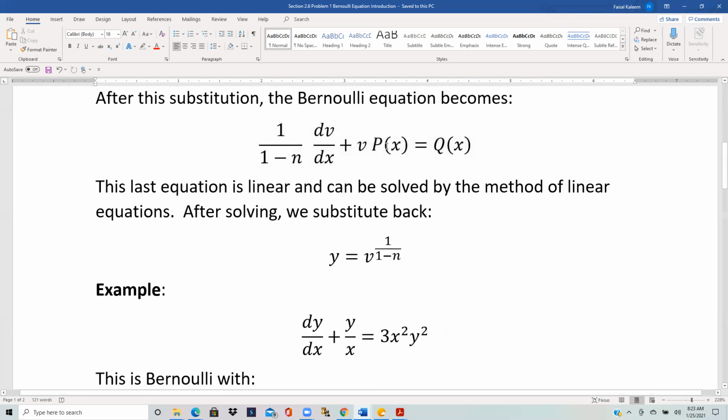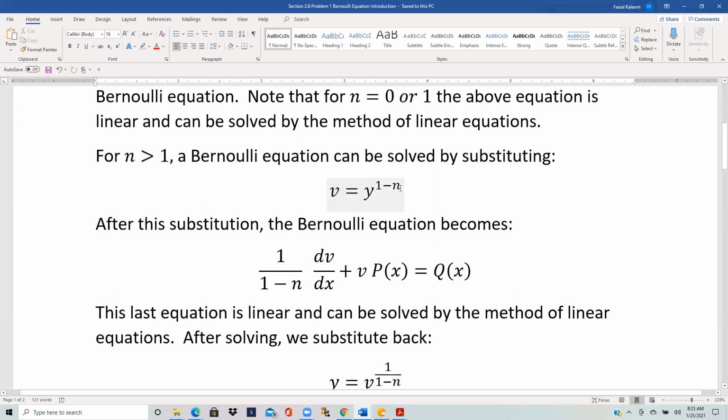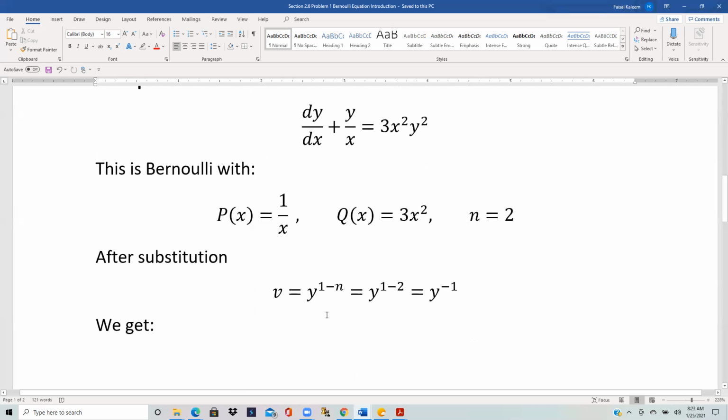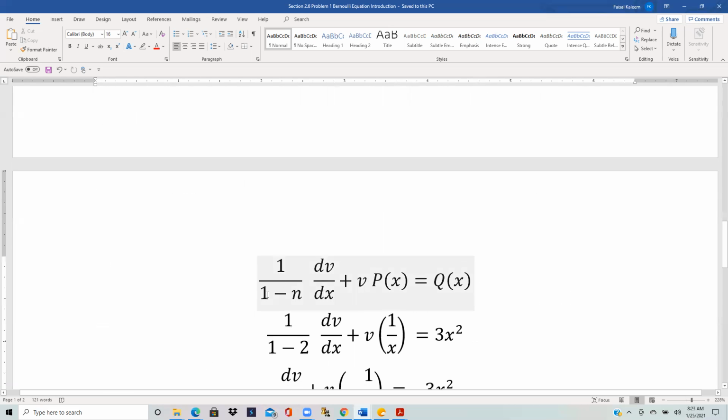It's much quicker if you just remember that after this substitution, where v is equal to y power 1 minus n, the Bernoulli equation turns into this equation: 1 over 1 minus n dv over dx. So n is 2, so it will be 1 over 1 minus 2 dv over dx plus v times p(x) is equal to q(x). So p(x) and q(x) are unchanged after this substitution.